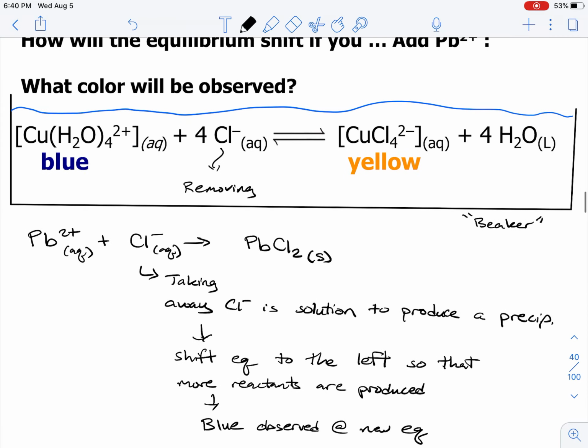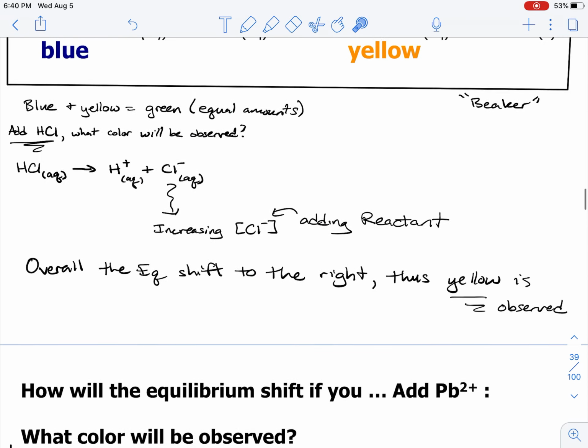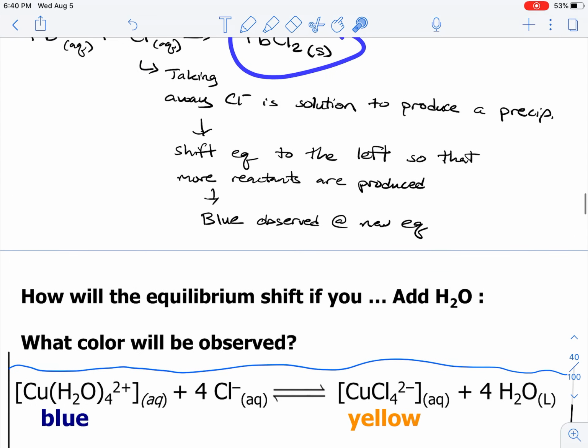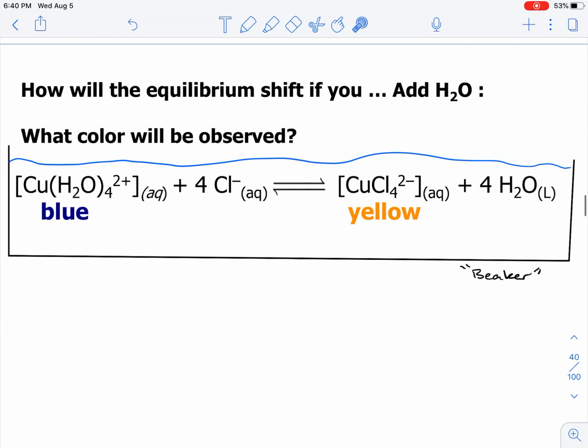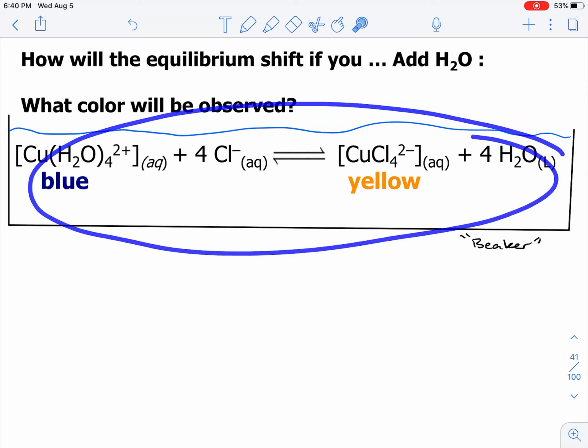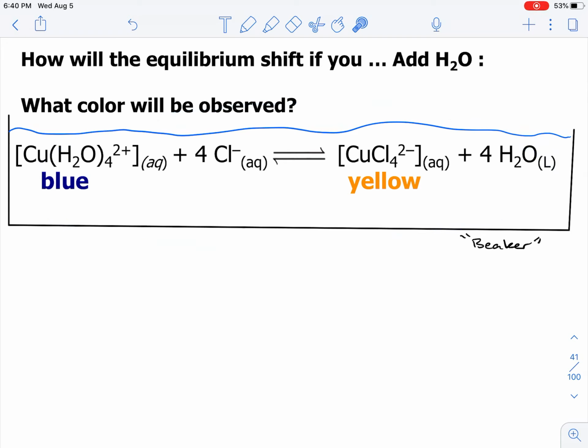All right, and so reviewing your solubility rules will definitely help you guys out for these types of problems. So please, please, please go ahead and do that in your own time. And so last but not least, let's go ahead and talk about the addition of water. So we're going to go ahead and restart this scenario. So here we're going to go ahead and see green, meaning that we have equal amounts of everything. And so if we add water, what color will be observed? So how will the equilibrium shift and what color will be observed?